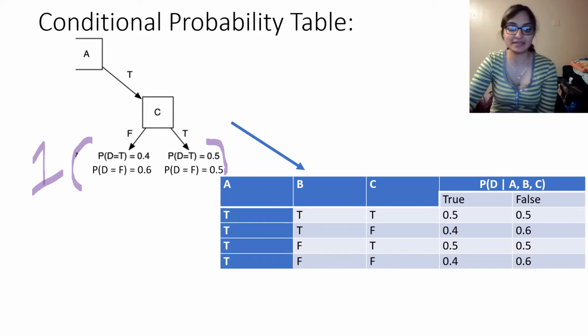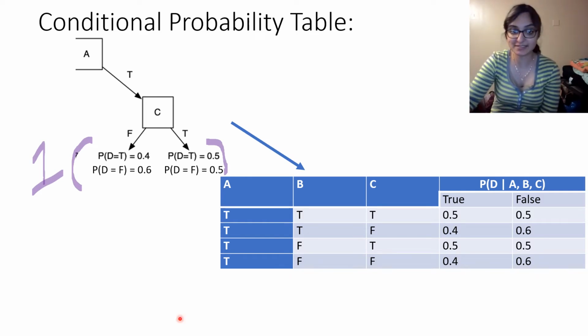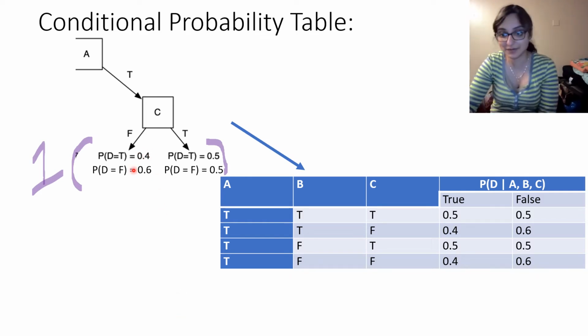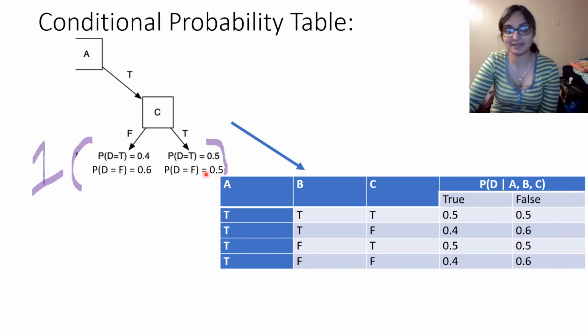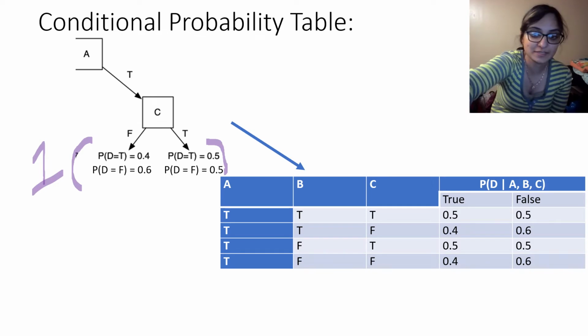The probability D can be either true or false because it's a Boolean. So if D is true is 40%, then the probability that D is false is 60%. 1 minus 0.4 is 60%. And similarly, if the probability D is true is 50%, then the probability that D is false is also going to be 50%, which is 1 minus 50%, which is what this is here. So what you're going to see here is that on this journey, when A is true here, so let's just ignore this part for now.